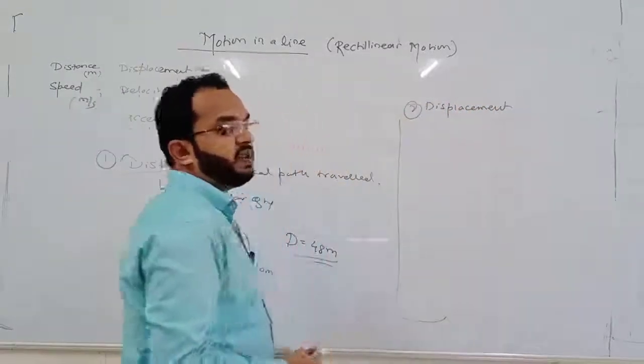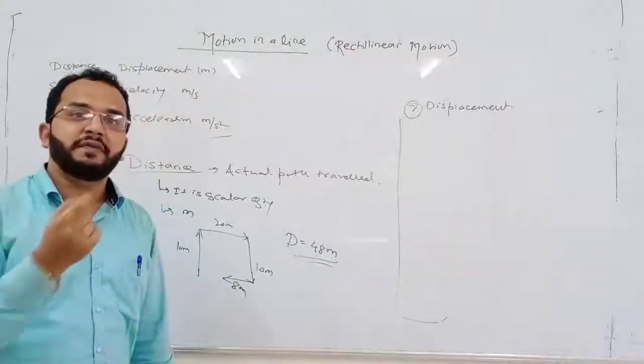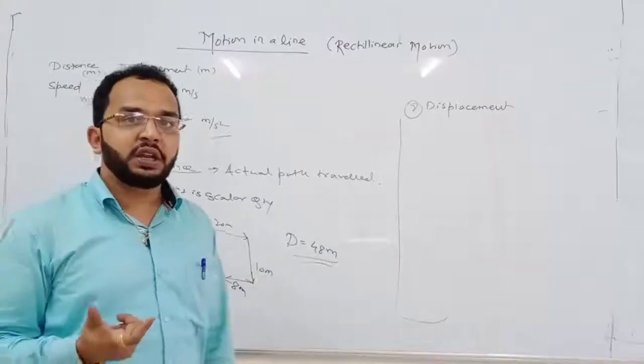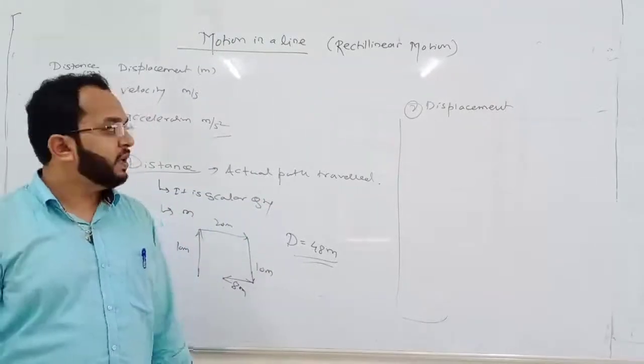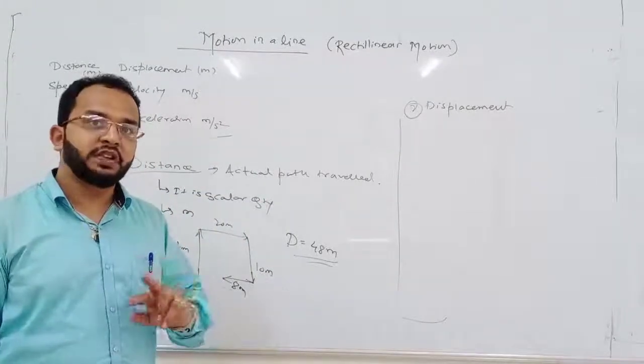So the definition is, it is the distance between initial and final point. What is meant by initial? Initial means starting and final means the ending point. So displacement means it is the distance between initial and final point.